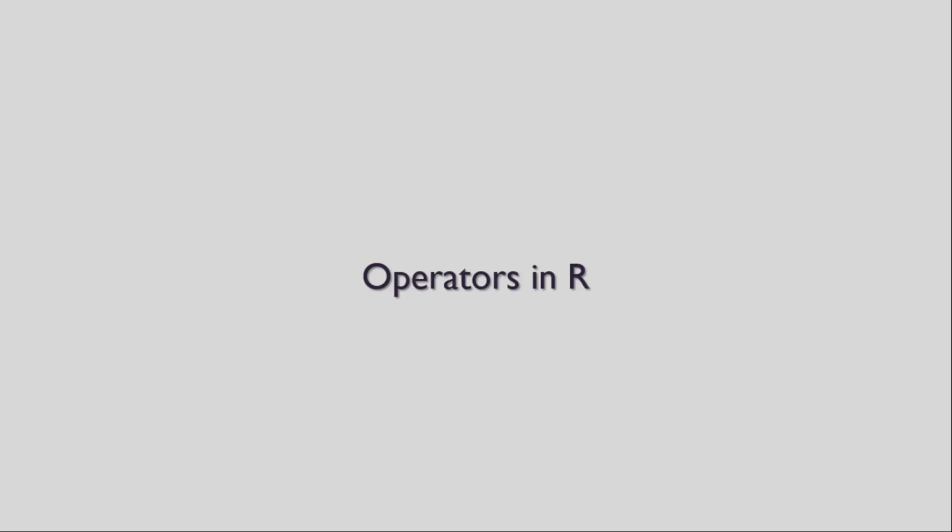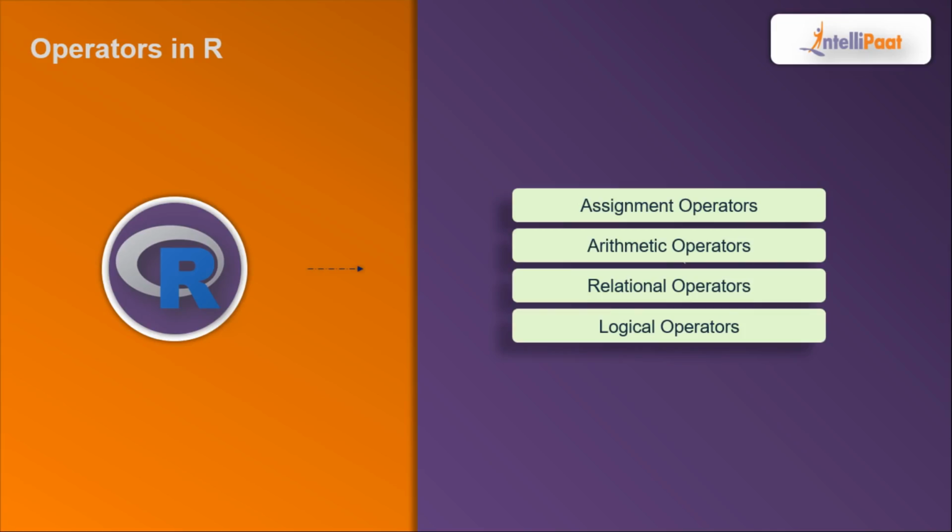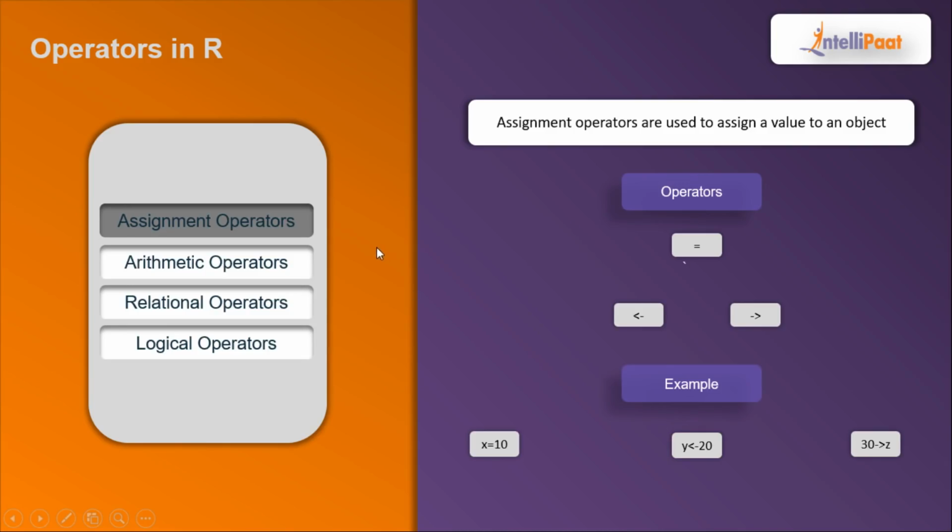Now let's have a look at the different operators which are available in R. So these operators basically help us to perform some sort of mathematical or logical operations on top of our variables. So basically we have these four operators in general. We can have assignment operators, arithmetic operators, relational operators, and logical operators. So let's start off with the assignment operators. As you can see what is stated over here, assignment operators are basically used to assign a value to an object. And these are the three different assignment operators available in R.